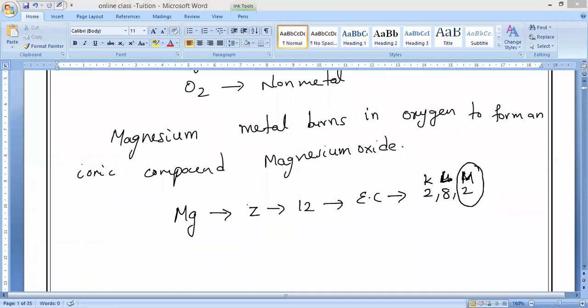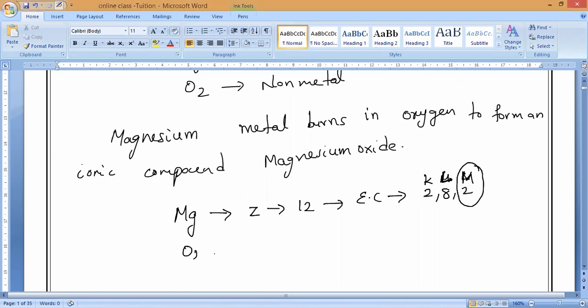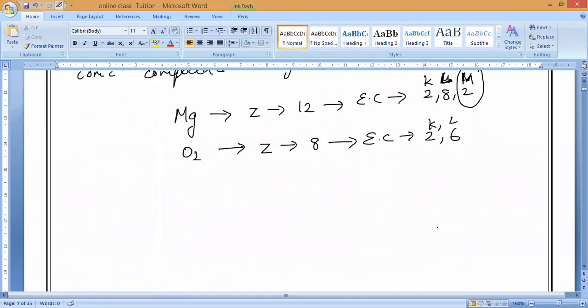Also you can observe oxygen. What is the atomic number of oxygen? 8. So the electronic configuration is 2, 6. What is the valence shell? The L shell. Correct or not? Please respond now. Yes, sir.